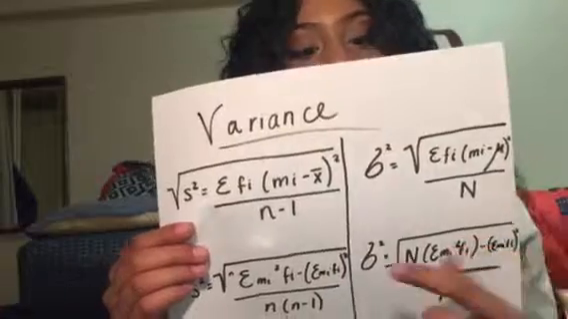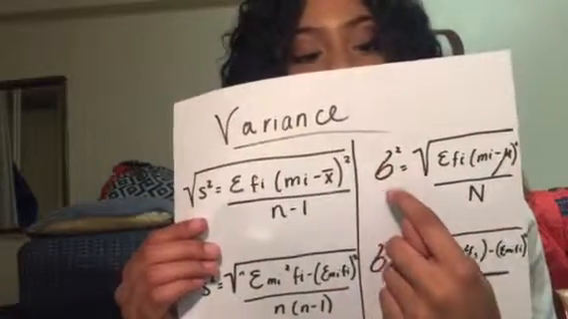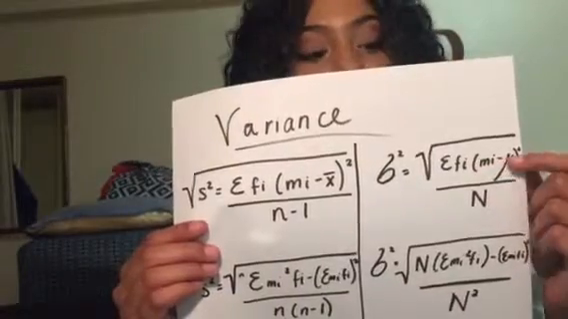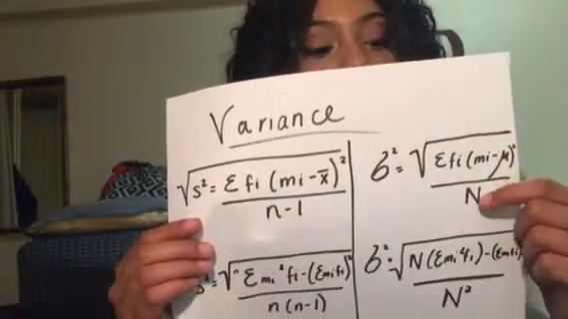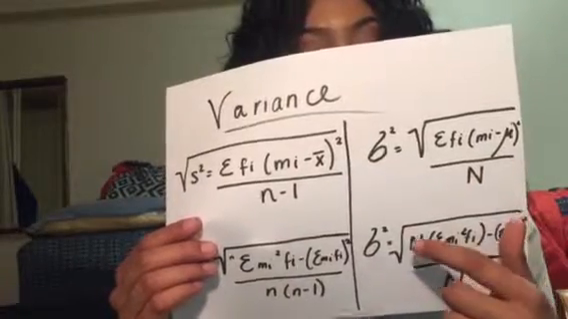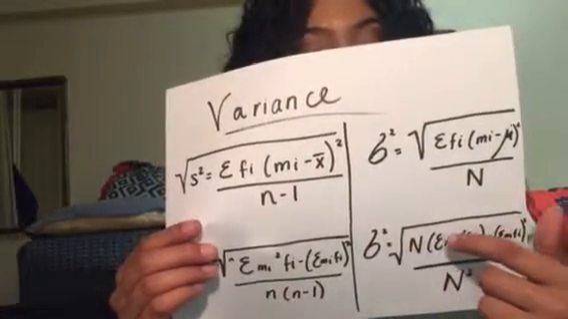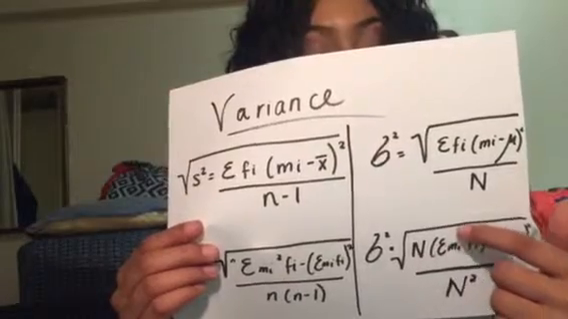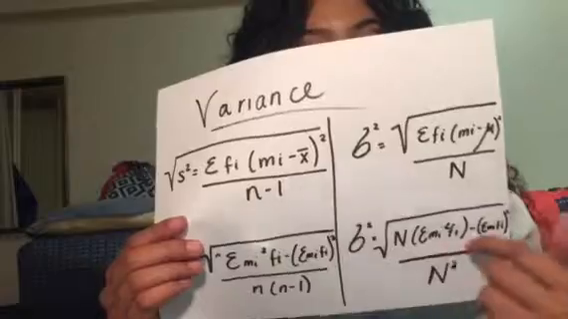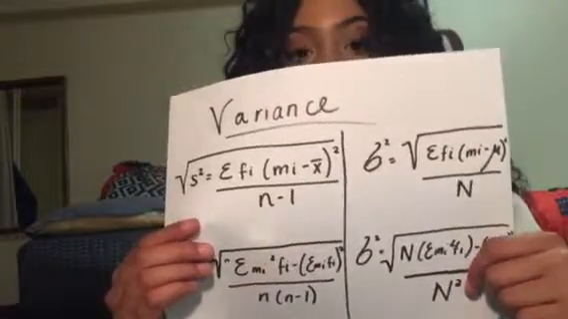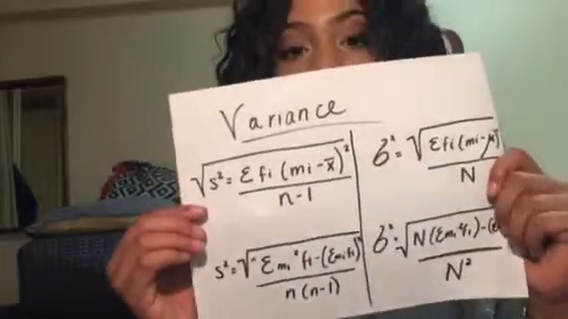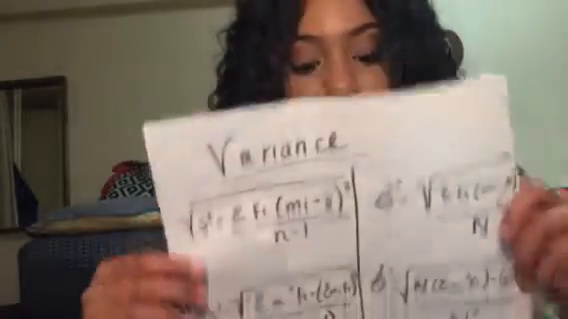Next, for population, you use sigma. This is just a different symbol for it. And you do the frequency, in parentheses, midpoint minus mu squared, all over big N, population size. And for this one, the difference is you put N before, and you do the midpoint squared times frequency minus the midpoint times frequency squared, all over big N squared. So that's the other difference for population size. And that's how you get the variance, and these are both the formulas for it.